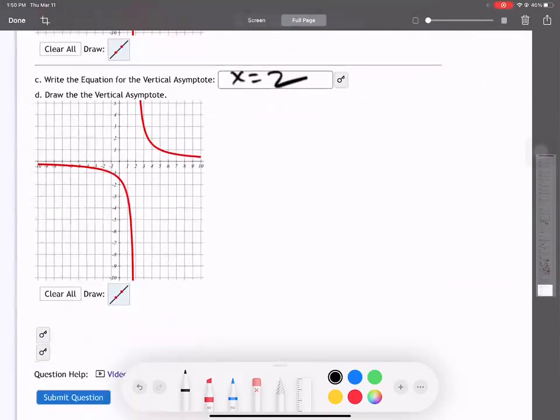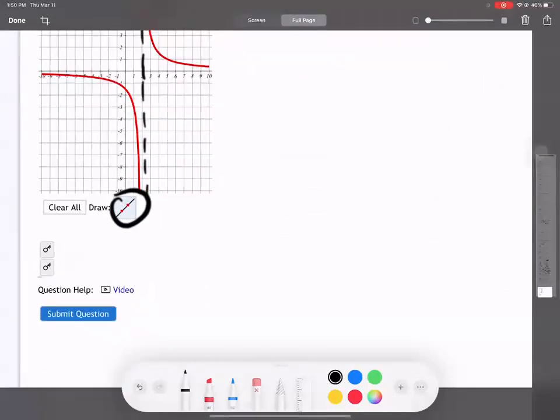And then they want you to draw the vertical asymptote. Take it at 2. You can see that that fits nicely between. And folks, that's the review.